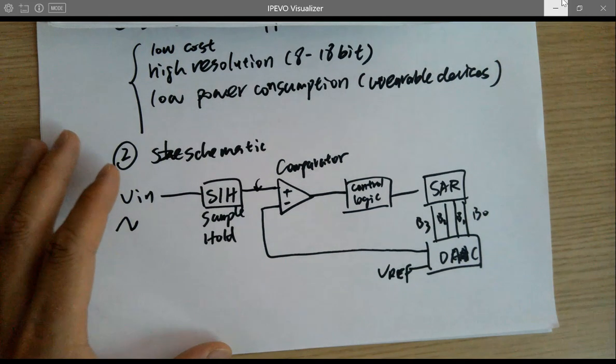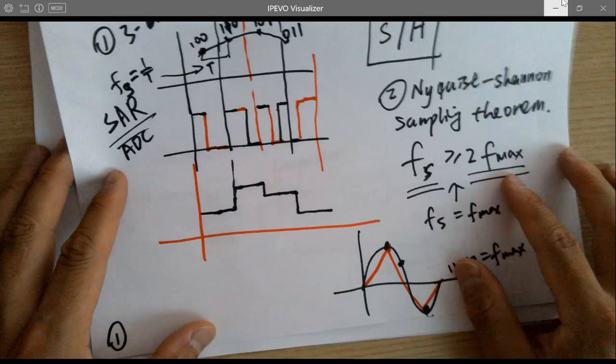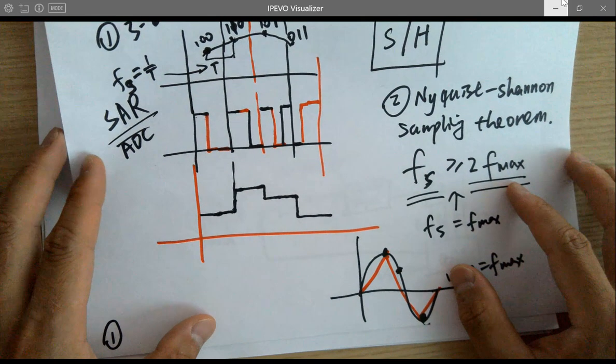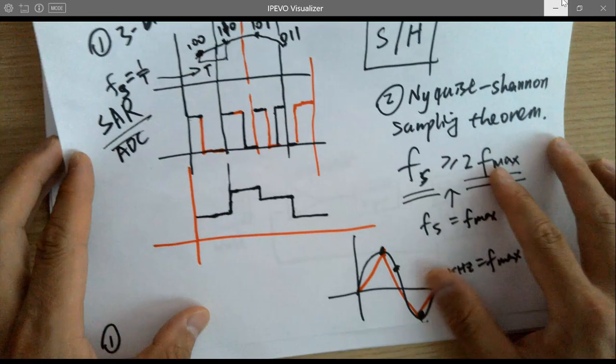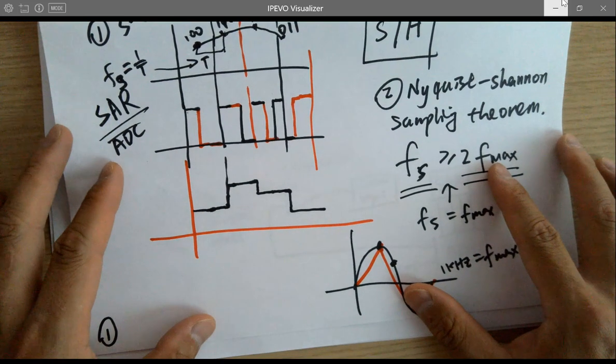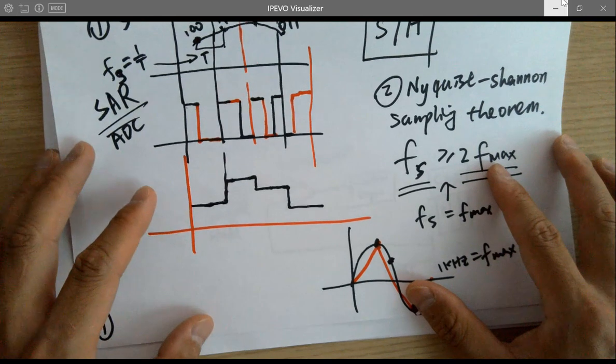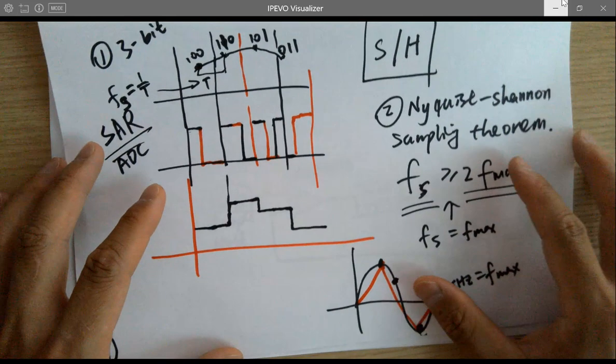Pretty legit answer. Yeah, that's right. You haven't converted yet. You just hold it there. It's a discrete analog voltage. It's not a digital signal. A digital signal is just 1s and 0s, right? And this voltage can be anything. It's just a static voltage being held.